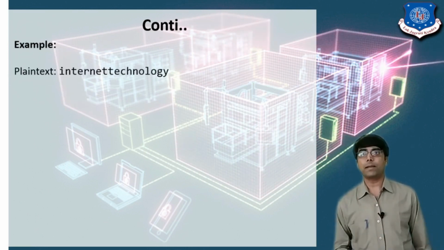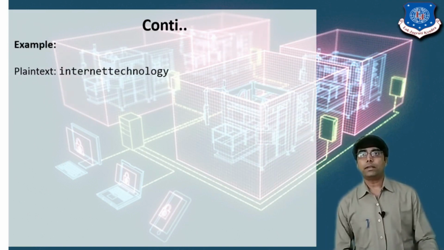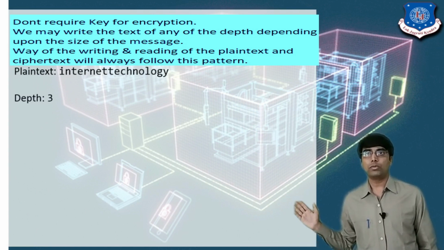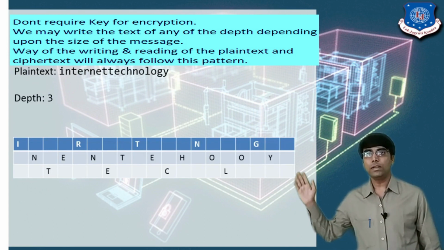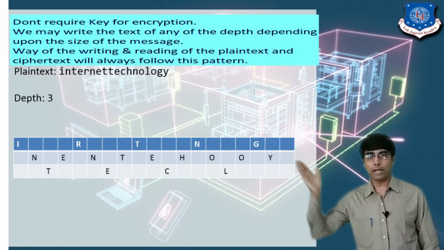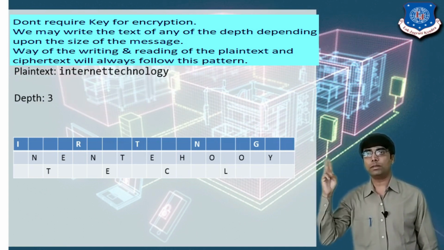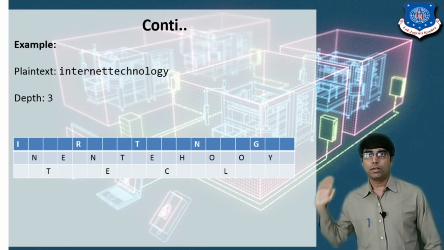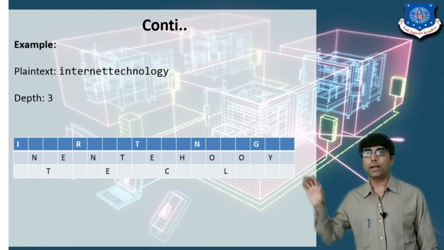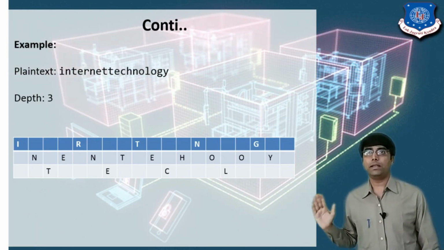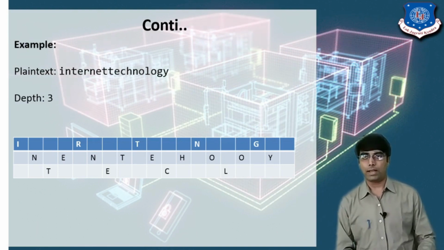Now let's see another example of the rail fence technique. Internet technology. This is your plain text message. Here we are considering the message with a depth of 3. So here you can represent the plain text in the diagonal fashion. Our depth is 3, so here we require 3 rows. Now we will put the plain text letters in the diagonal fashion: I N T E R N E T E C H N O L O G Y, like this.